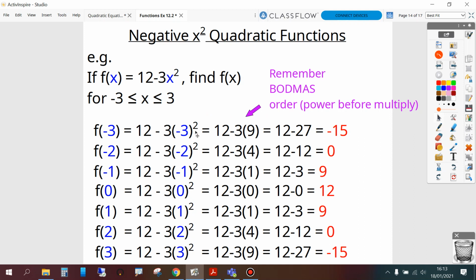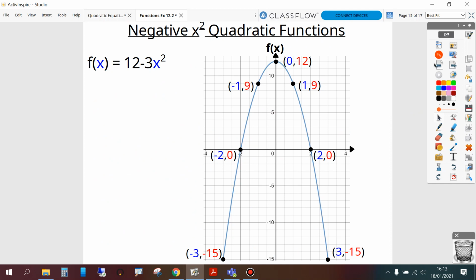Negative 3 squared is positive 9, and then multiplies 27 and finally subtract to give you negative 15. And the rest of the calculations follow in a similar manner. So blue values are the x coordinates, red values are the y coordinates, putting them onto a graph, and we have this. This time we have an n-shaped graph, an n-shaped parabola.